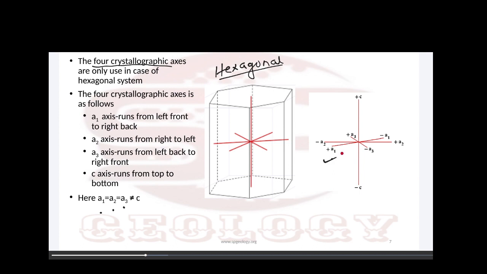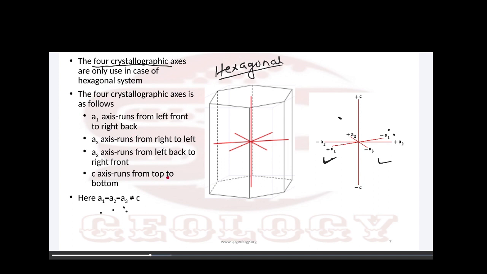A1 will go front to back, but A3 will come back to front. And A2 will be similar, right to left, and C will be similar, top to bottom. Basically A3 is added, so we consider back to front. A1 runs from the left side of the front to the right side of the back. A3 runs from the left side of the back to the right side of the front. So in this case, always A1 is equal to A2 is equal to A3, and C will be unequal.